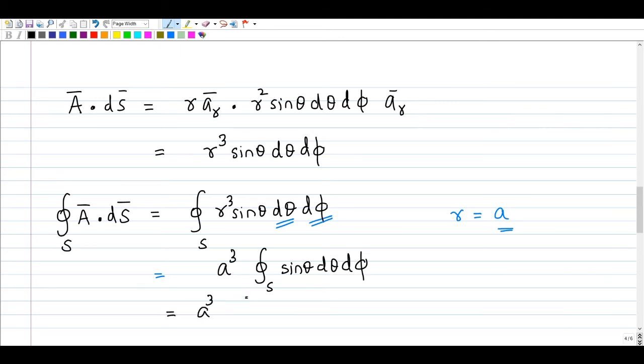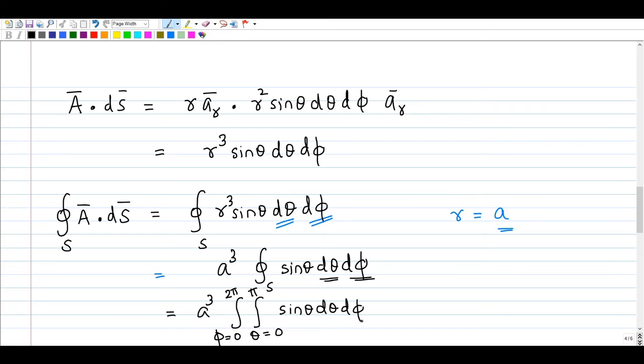Now we can apply the limits. It is a double integral, a surface integral. There are two variations, variation in theta and variation in phi. There are two integrals. Theta will take values from 0 to pi and phi will take values from 0 to 2 pi. This we have already discussed, the limits of theta and phi.